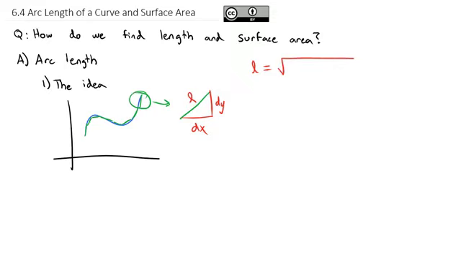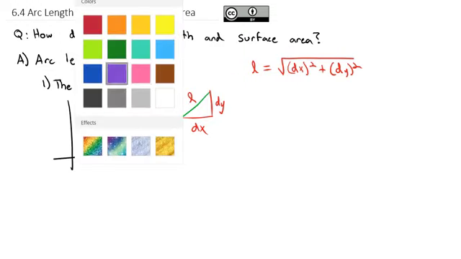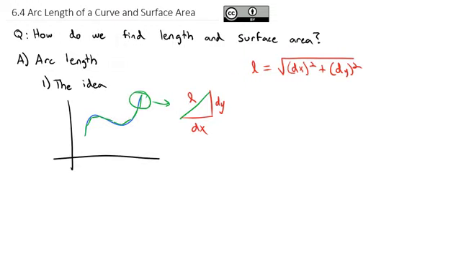Well, we know from the Pythagorean theorem that the hypotenuse, that length we're looking for, is equal to the square root of the first leg squared, dx squared, plus the second leg squared, dy squared. And I want to play with this formula just a little bit to make it a little more user-friendly to us. First thing I'm going to do is factor out a dx squared from the expression. When I factor a dx squared out of the first term, we get 1, plus when we factor a dx squared out of the second expression, we get (dy/dx) squared.